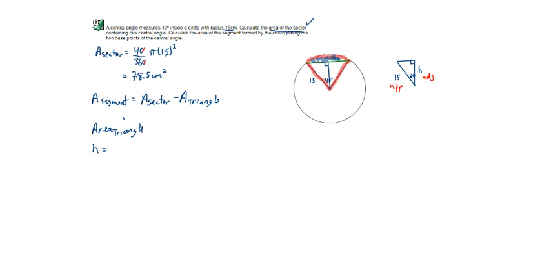And so maybe I'll back up a little bit. Using trigonometry, we want the adjacent side. We have the hypotenuse. We're going to use the cosine ratio. So the cos of 20 degrees is going to equal the adjacent side, which is H, over 15. Multiply both sides by 15 to find H.